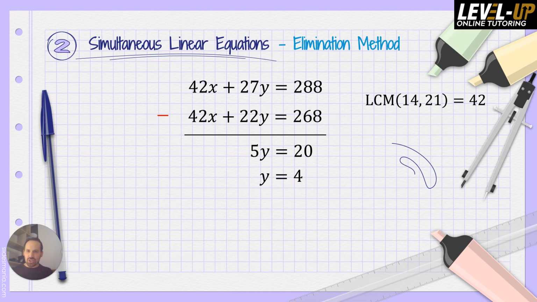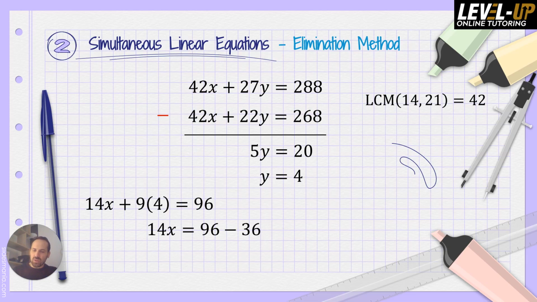Now you can just pick any equation, preferably not these two, where we've scaled up all the numbers. We go back to one of the original equations, like we had 4x plus 9y equals 96. We can substitute in that value of y equals 4 now. So we've got 4x plus 9 times 4 equals 96. So 9 times 4 is 36. So we've got 14x equals 96 minus 36, which is equal to 60. And finally, if we divide both sides by 14, we're going to get x equals 60 over 14, which we can simplify to 30 over 7.